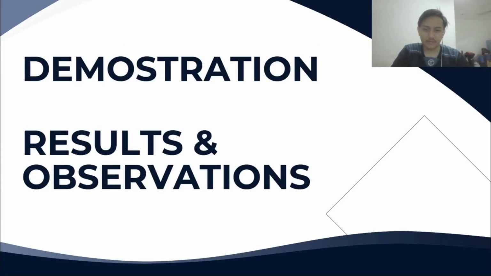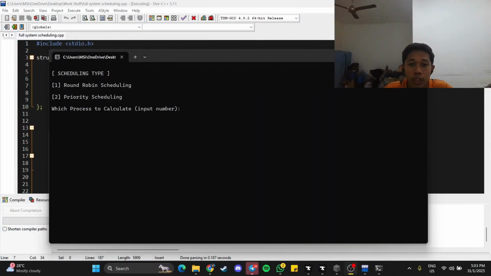And now for the demonstration, I will pass to the next team member. Assalamualaikum, my name is Jazmi and now I will present a demonstration of our program. In our program, we provide two scheduling options, which are round robin scheduling and priority scheduling. For this demonstration, I will focus on round robin scheduling. For the input number, we choose 1 for round robin scheduling.